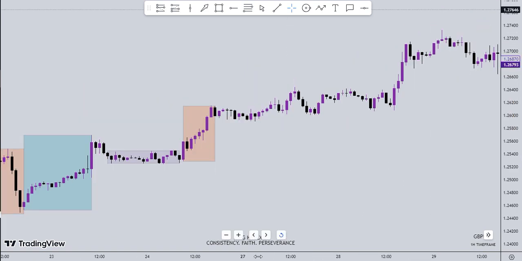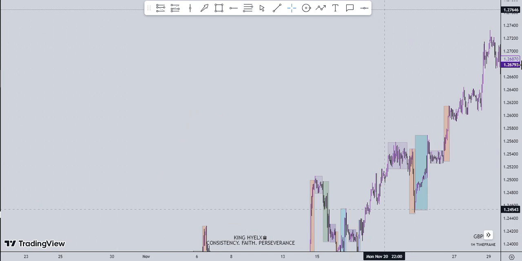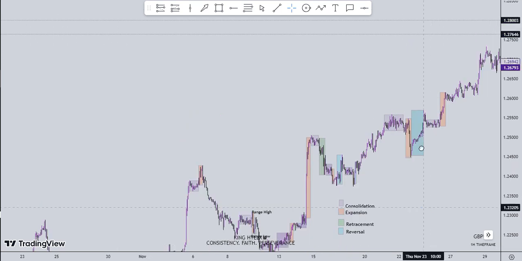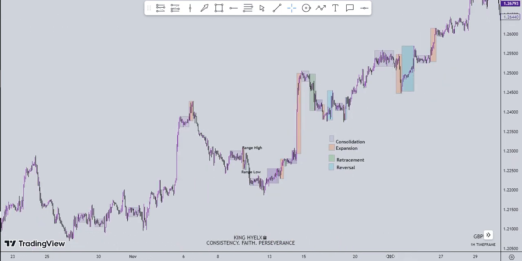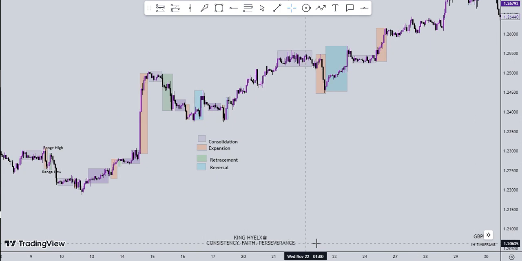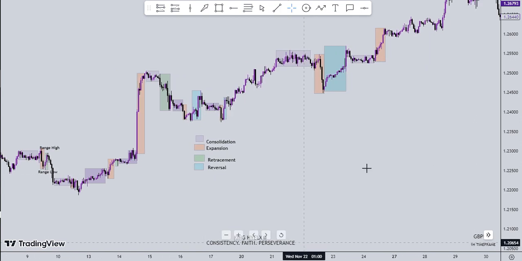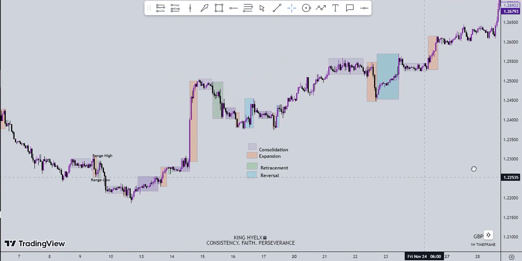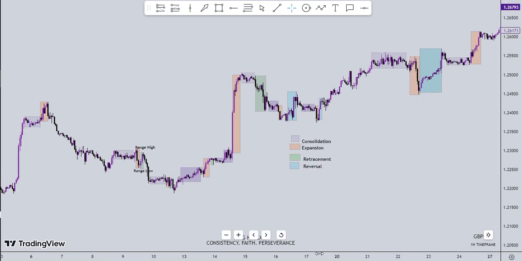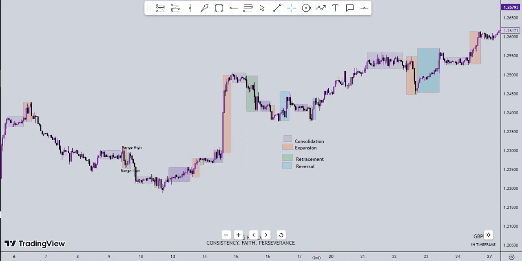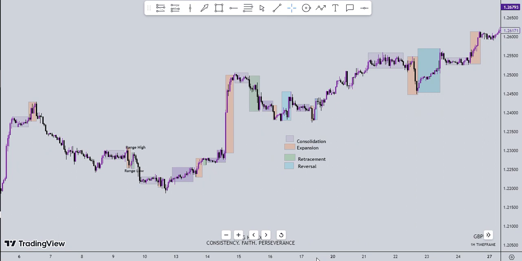Okay, so let me zoom out so that perhaps if you want to take a snapshot, you can go to your chart, try and outline consolidations, try and outline all of this stuff. So consolidation, expansion, retracement, reversal. Finally, the thing I wanted to show you guys, let's hop back to my presentation and I'll show you what I wanted to talk about.